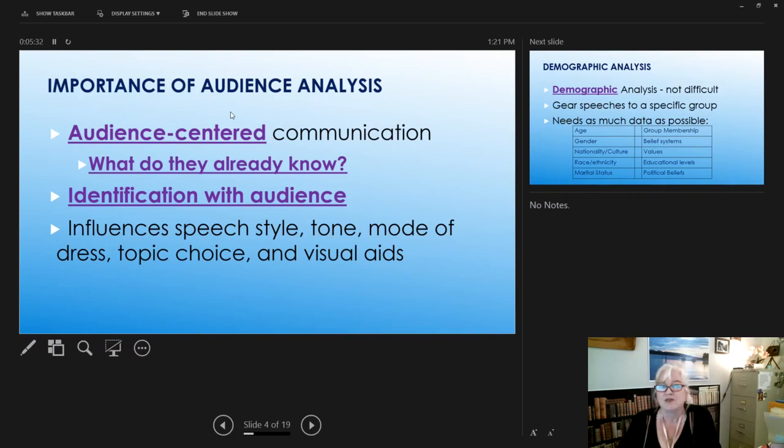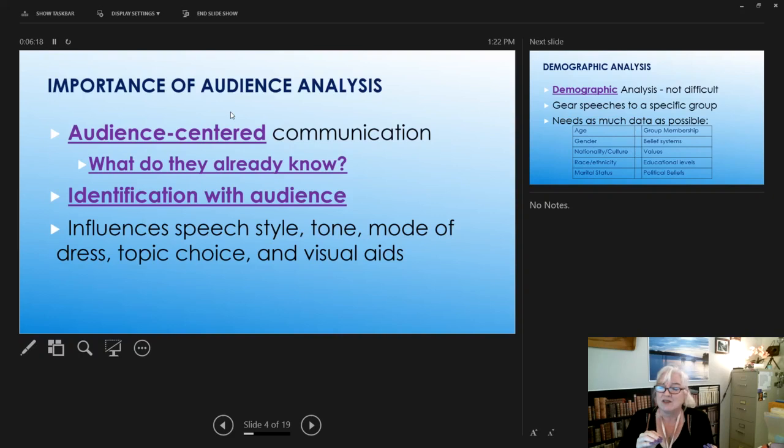During your speech, one of your goals is to identify with the audience. So even if your people are very different from you, you have to find some way to connect with them. This is where personal anecdotes or personal experiences come in. Because if your audience can relate to something you're talking about, then you are going to connect with them on a higher level, which means they are more likely to tune in and pay attention to what you're talking about. So, identification with the audience. So your audience analysis so far: we're talking about keeping it audience-centered, finding out what they already know, and using that information to identify with them.